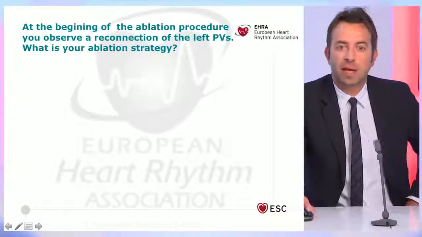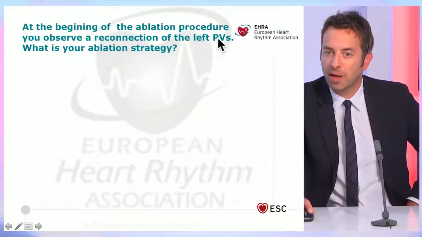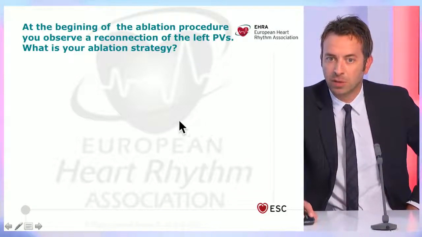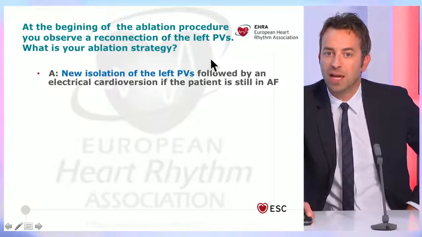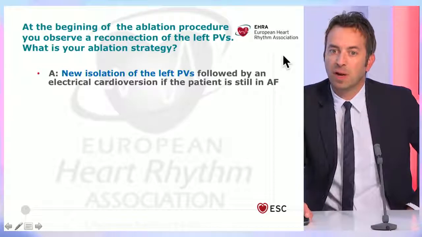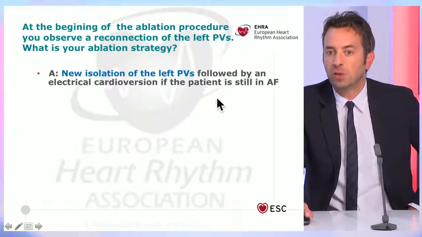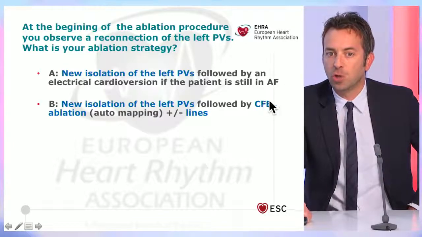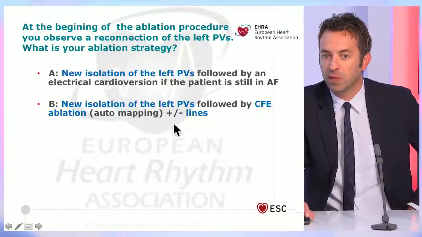So we do the ablation procedure, and at the beginning of the procedure, you observe a reconnection of the left pulmonary veins. So the question is, what is your ablation strategy? Choice A, you perform a new isolation of the left PVs, followed by DC cardioversion if the patient remains in AFib. Choice B, you perform a new isolation of the left pulmonary veins, followed by CFAE ablation with automatic software and lines, the stepwise approach.